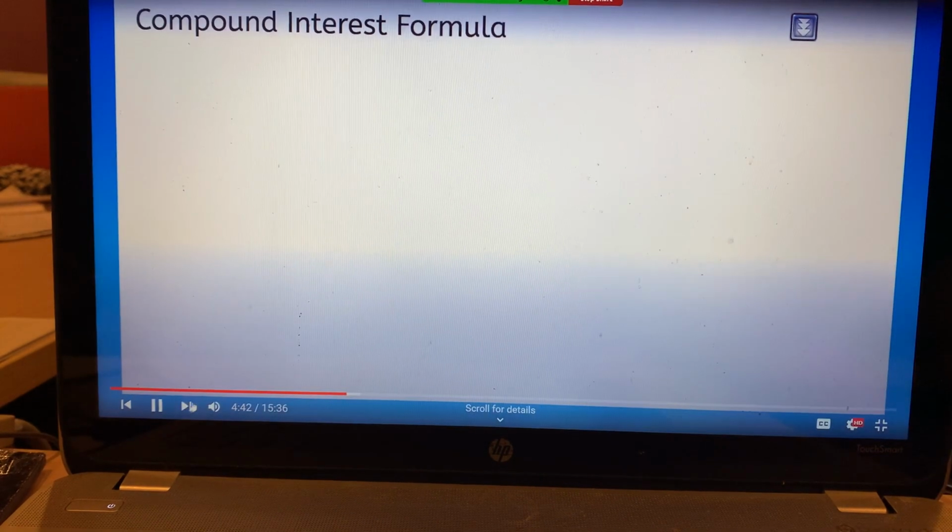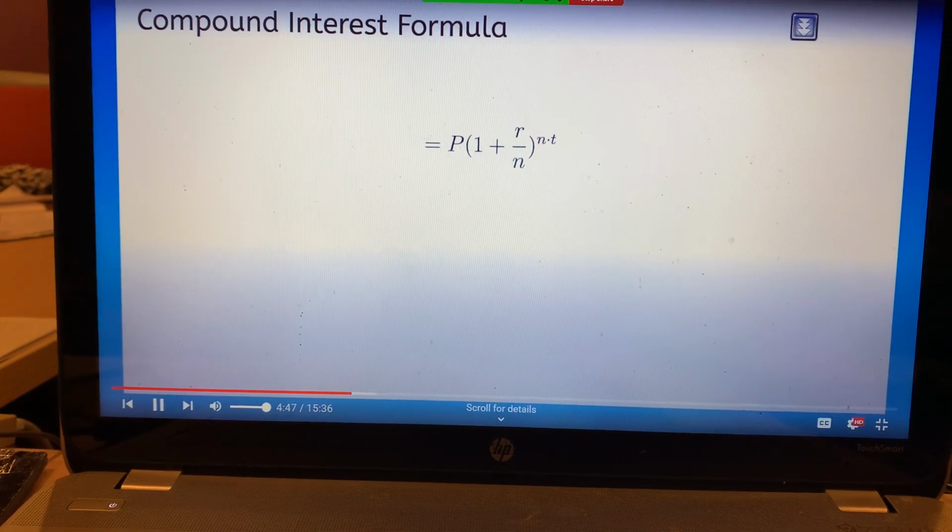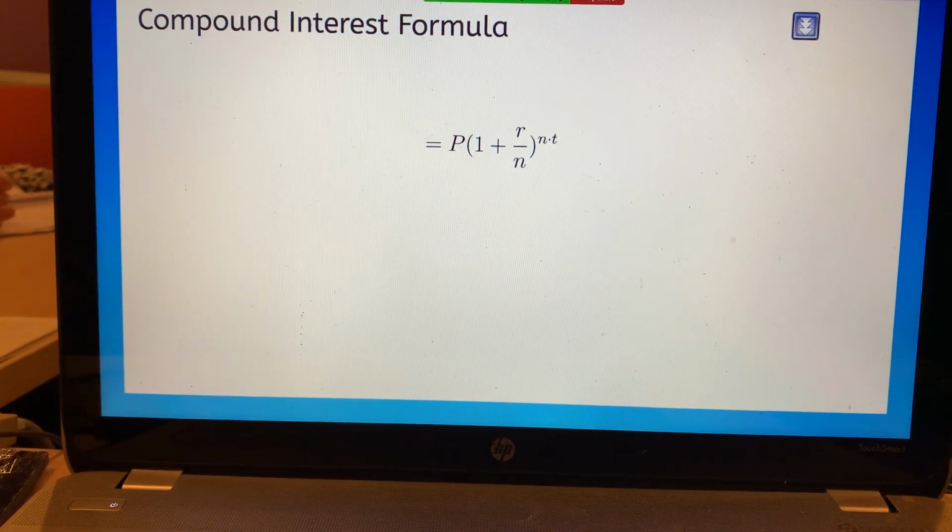Whereas the formula for simple interest is simple, the formula for compound interest is anything but simple.